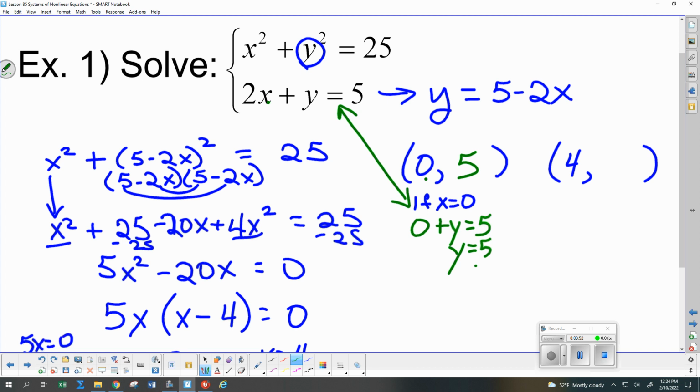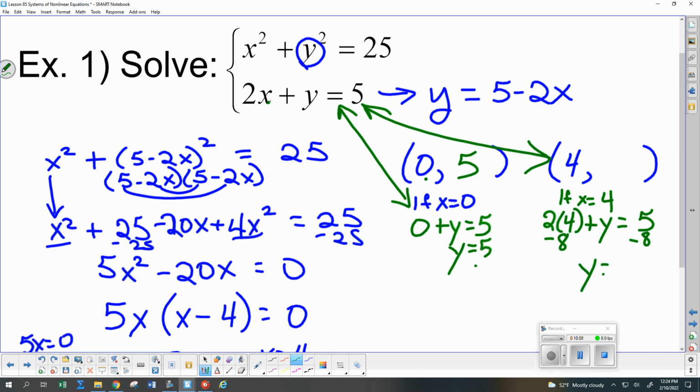Then I do it with the other one. If x is 4, I plug that into this same equation. Then I have 2 times 4 plus y has to be 5. 2 times 4 is 8, so subtract 8. And what is y, everybody? This says if the x is 4, the only thing y can be is -3. I can't have 0, -3.